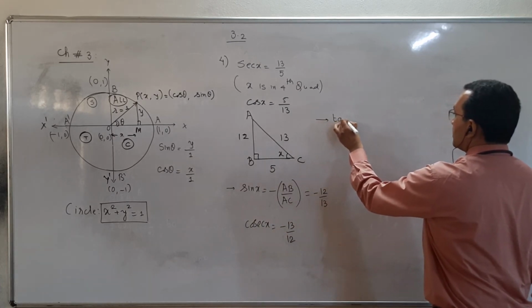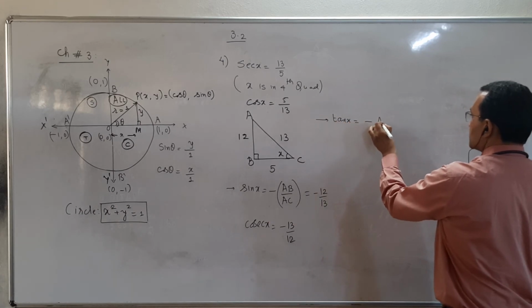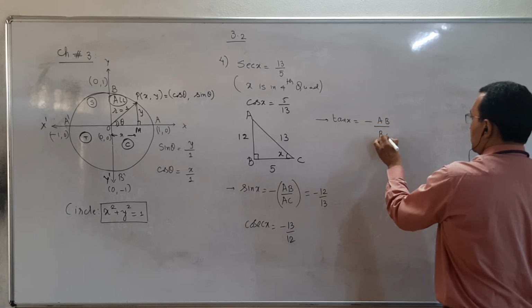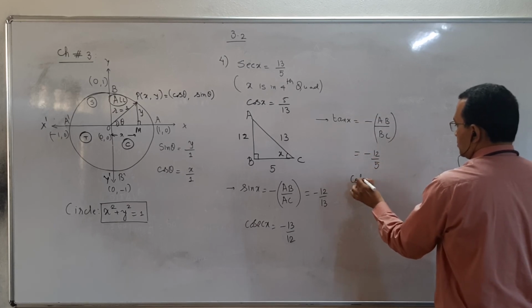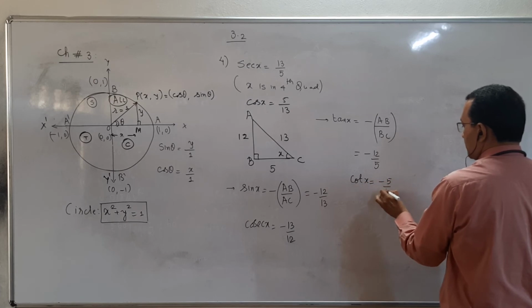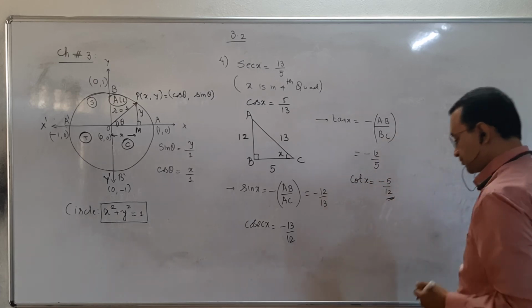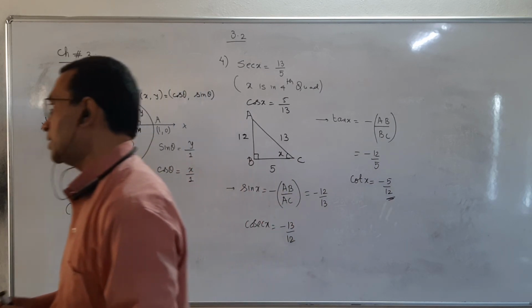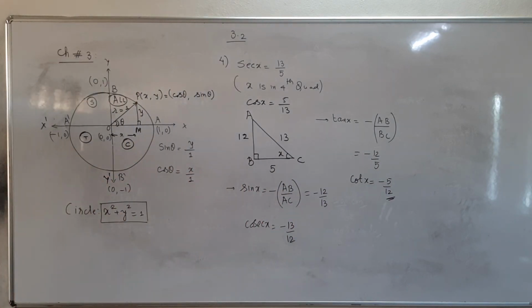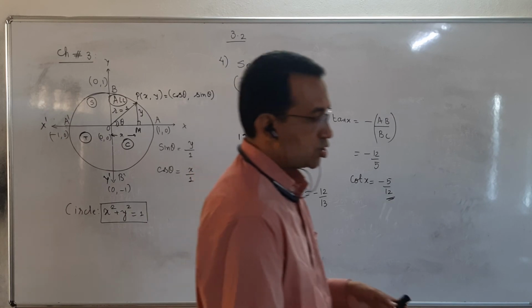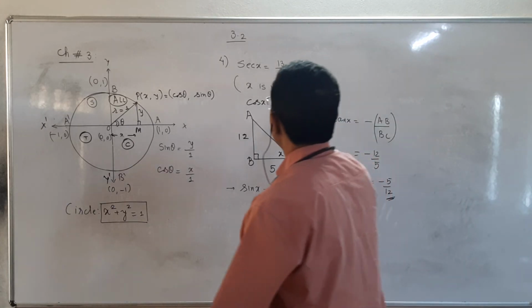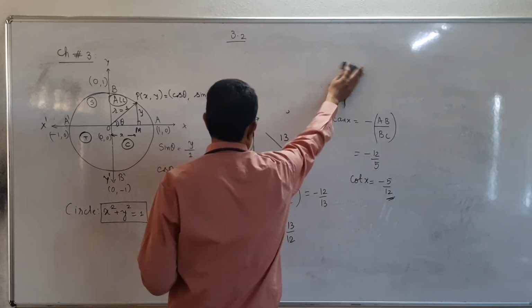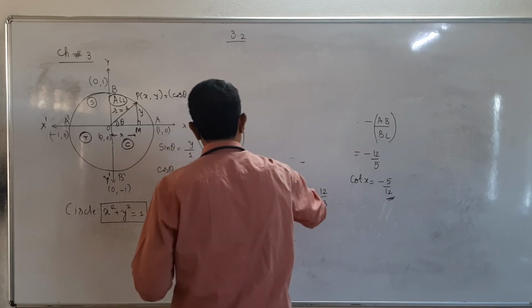And tan of x will be minus of AB upon BC. So minus of 12 by 5. So cot of x will be minus of 5 by 12. This will also be negative. In any quadrant out of 6, 2 will be positive. Meaningful students will add a negative sign. Now students, value-based sums, value-based questions, most of you are still making mistakes.